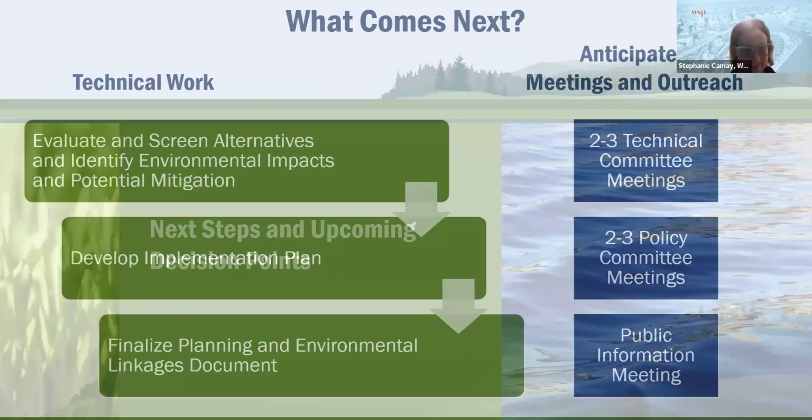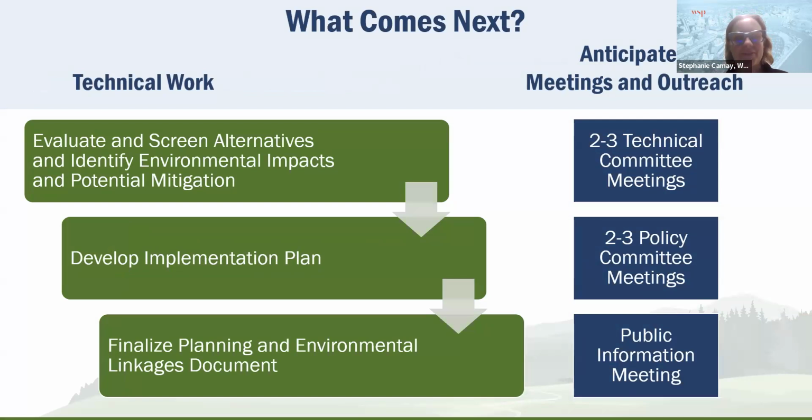Yep, that was a great transition, Mel and Adam. So really what comes next? We have this slide broken out into two sides: the technical work, and then the related committee meetings and outreach activities. Our team is moving forward with identifying evaluation criteria and metrics that we're going to use to then screen the alternatives. These evaluation criteria do tie into the purpose and needs: safety, resiliency, economic vitality, equity, mobility, and access. I think I got them all.